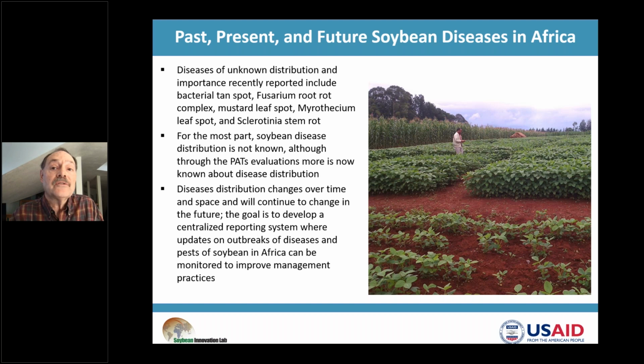The goal for us really is to develop a centralized reporting system where updates on outbreaks of diseases and pests on soybeans in Africa can be monitored. This is important for management practices, as we need to know which diseases and or pests are the problem so we can address best management practices to mitigate the issue. Next slide, please.